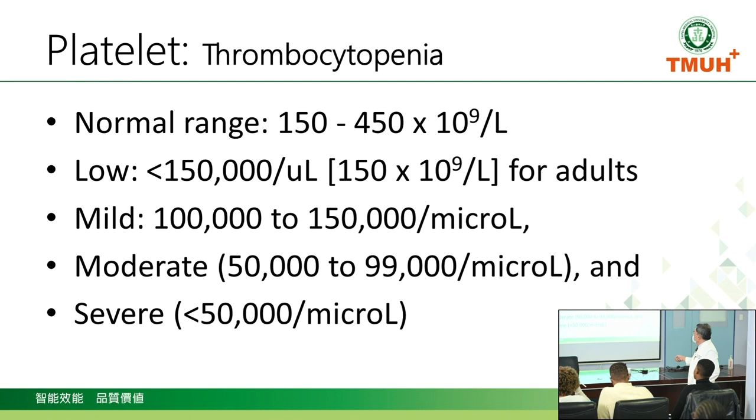Less than 150 ten power nine per liter. For adults, this is mild. In autoimmune disease, our definition is this, and moderate is this, and severe is less than 50, ten power nine per liter.